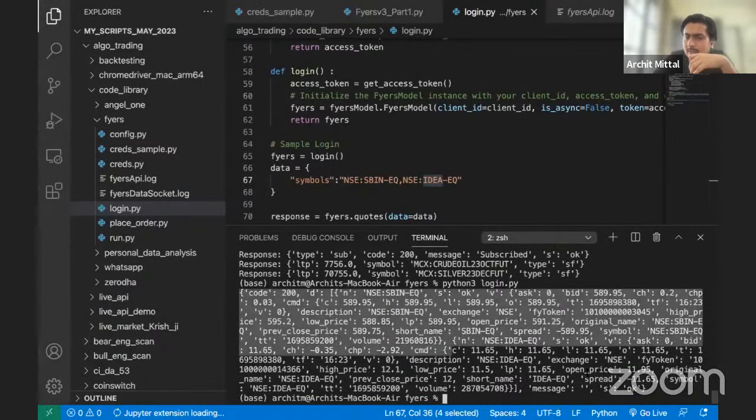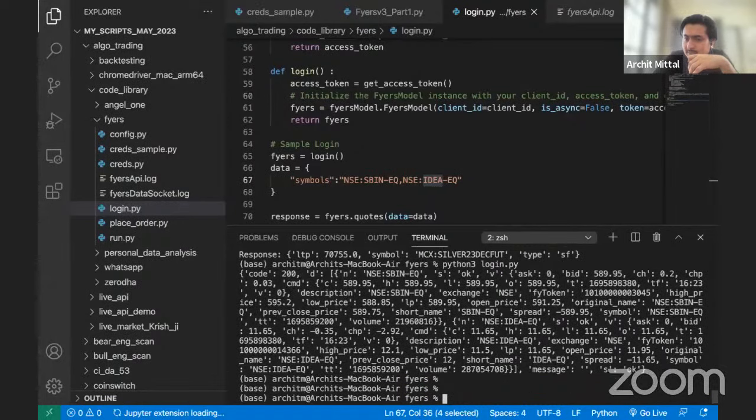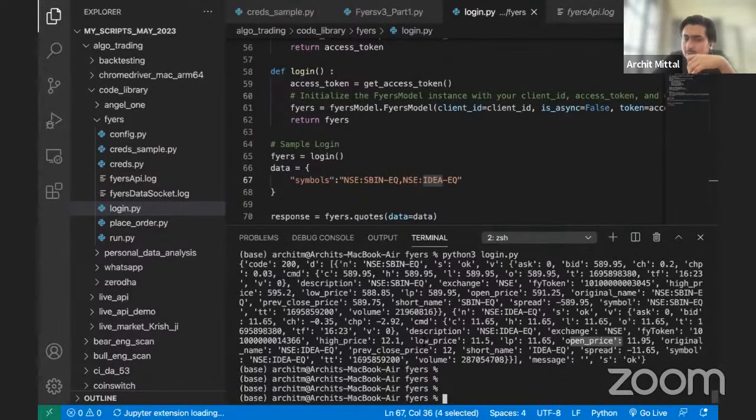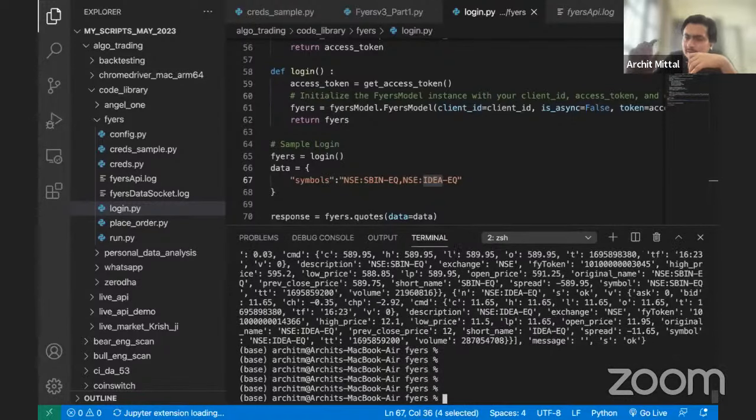I'm just showing you the basic thing which you are getting here, which can be used. You can see the spread also, open prices, low prices, everything, all the information. I guess OI, this is an NSC symbol, so you'll not be getting OI, but in NFO symbols, you will be getting some OIs also.